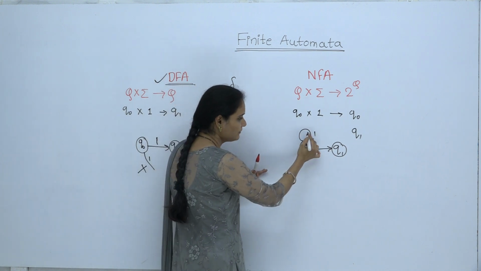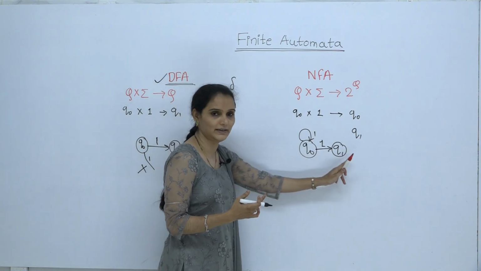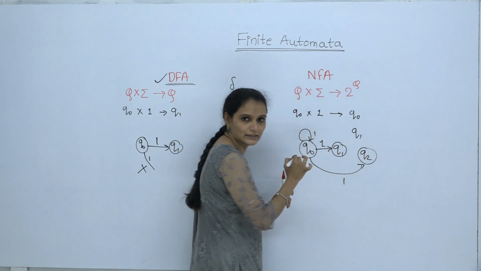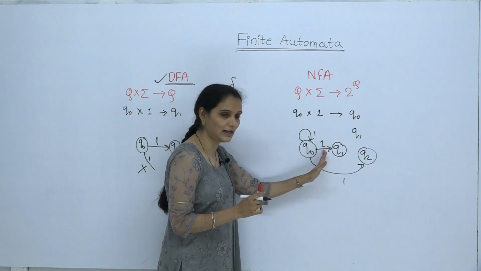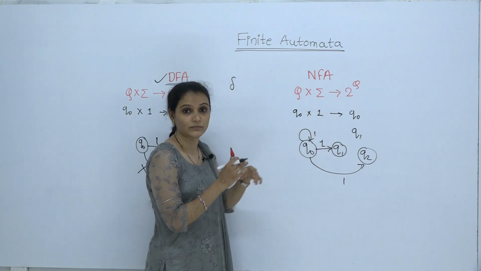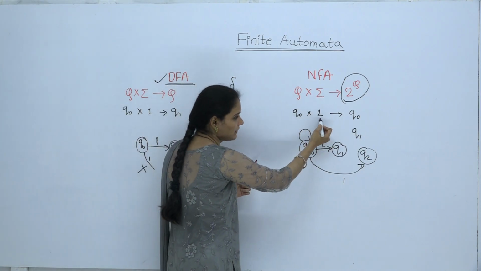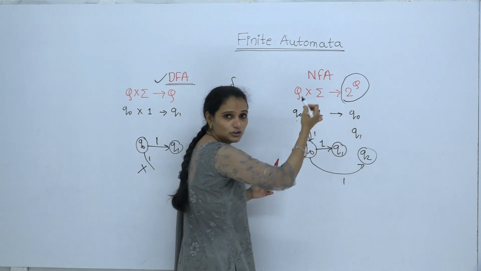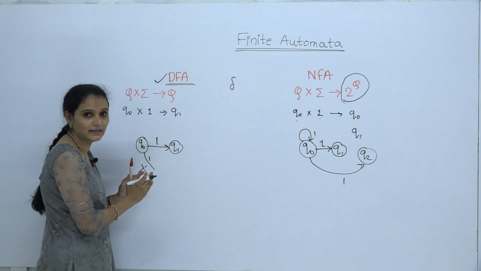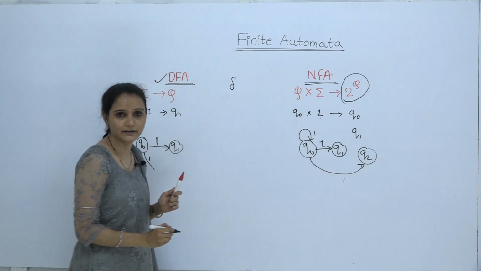In NFA, if on 1 it goes to q0, there is also the possibility that from q0 it goes to q1. Again suppose on 1 from q0 it goes to q2 also. So a single input alphabet may go to one or more states in NFA. Therefore we have written 2^Q, meaning on an input alphabet one state can reach more than one state also. So that is the basic difference for designing deterministic finite automata and non-deterministic finite automata.